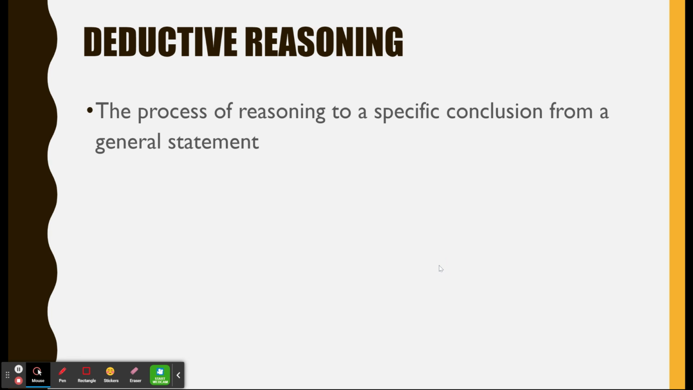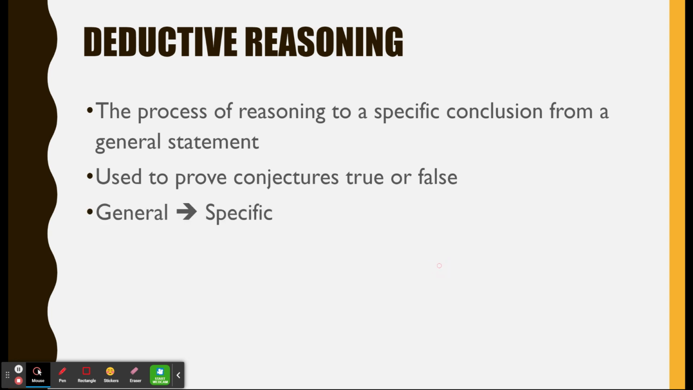So when we talk deductive reasoning, this is the process of reasoning to a specific conclusion from a general statement. So this would be where we flip it on its head. We go the other direction. And we use it to prove conjectures true or false. A conjecture is something that we think is happening, and we need to prove whether it's actually happening or not.